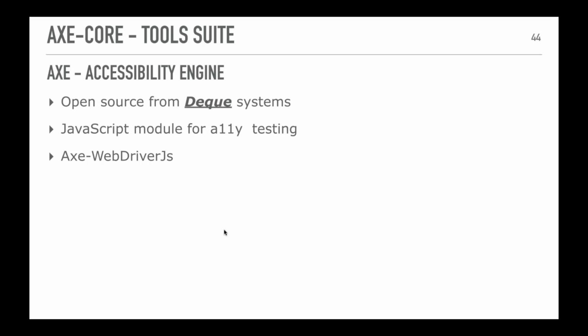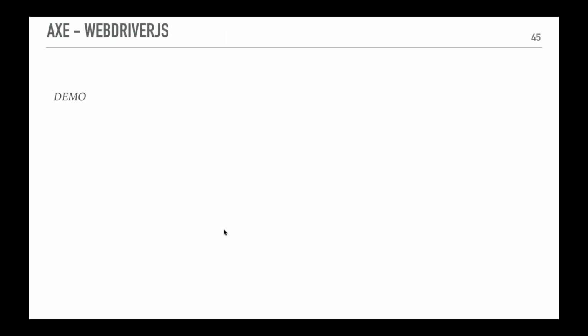These are all tools that are available in the market that are free and open source. There's Axe Core, which is developed by Deque Systems. They have a tool suite, right? They're so passionate about accessibility, and they provide services. They also provide paid services too. And they have these neat open source tools for us to use, which has a JavaScript module for end-to-end testing, and also a plugin for WebDriver.js. This slide shows a demo of WebDriver.js, which is nothing but what we exactly saw.